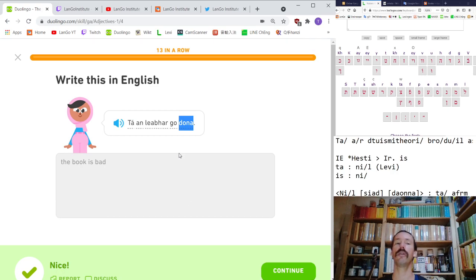You know what? I think if we had ta and leabhar dona, I don't know if it would need to mutate or anything, but leabhar dona would be the order if they were in the same noun phrase together. The bad book. So what the go does is like whatever that word was in Toki Pona, where it sort of signals the boundary. Your noun phrase is ended, you are now in the complement of the copula, something like that.